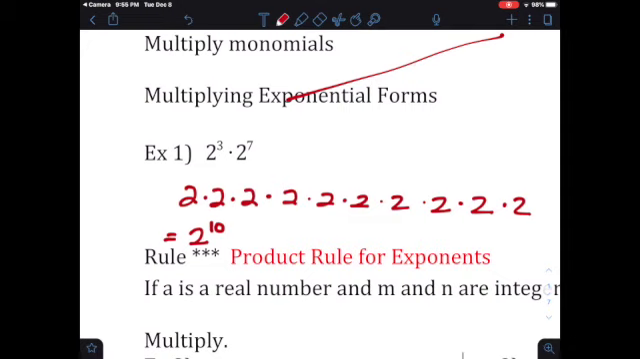Now, if you think about it, this is really the same thing as 2 to the 3 of them plus 7 of them, and that's going to be 2 to the 10th power. So there's a couple ways you can think about it. You can think about it in your head.